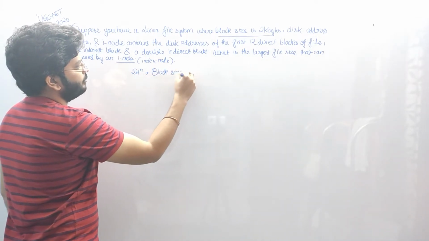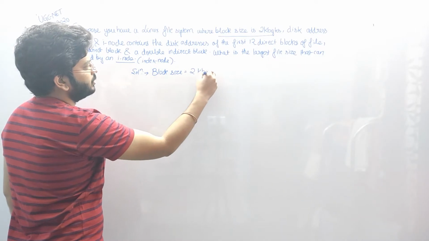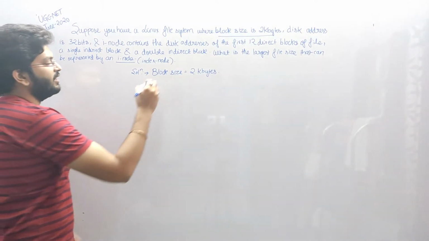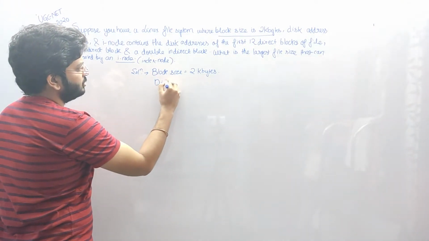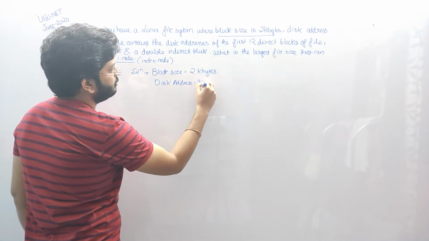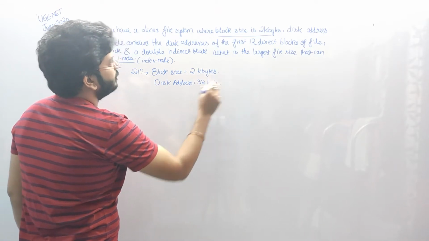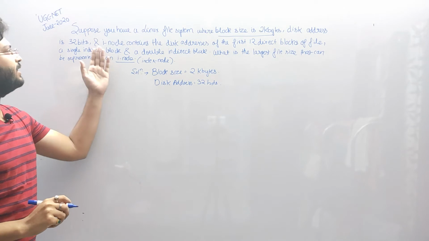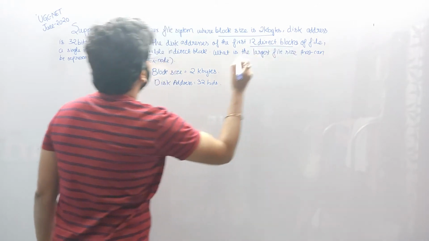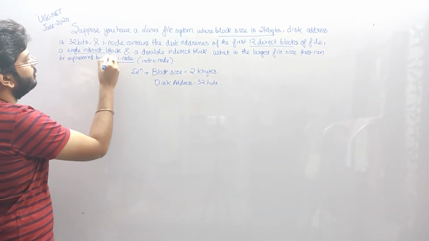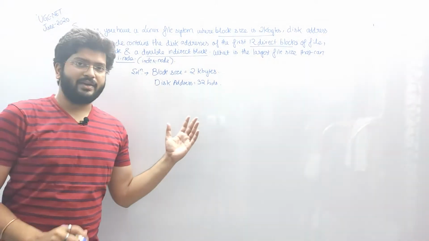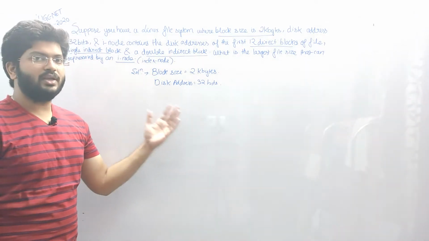Block size is 2 kilobytes. Okay. Now disk address is 32 bits, means address of the disk is 32 bits. Okay. Now the inode contains the disk address of the first 12 direct blocks. So here there are direct blocks, a single indirect block and a double indirect block. Now let me first explain the concept of this direct, indirect and double indirect block in case of an inode.